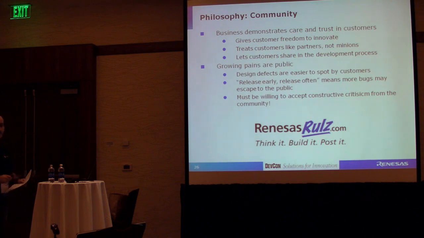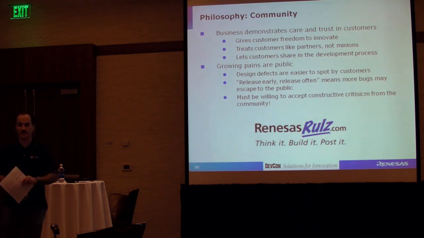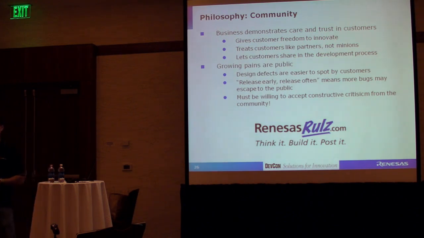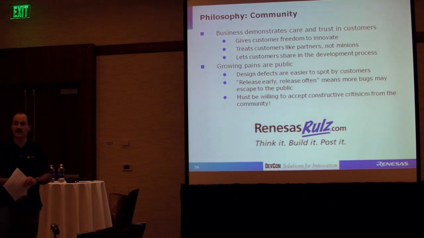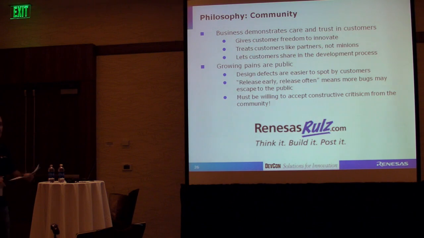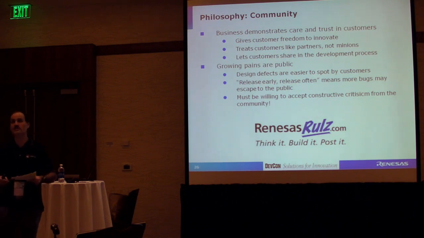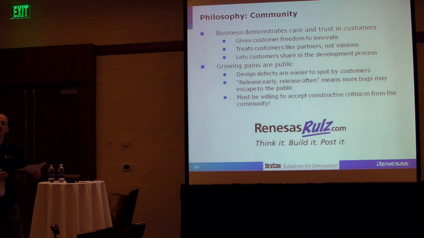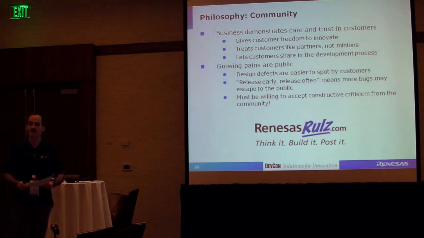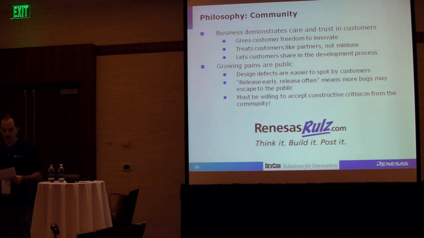On the other hand, your growing pains are public. If you make a mistake, you have to be willing to say, I'm sorry, and move on. The more you involve your community early on, the more they're going to see the problems early on. They can help you with it. You need to let them help you grow your products. You have to involve them.